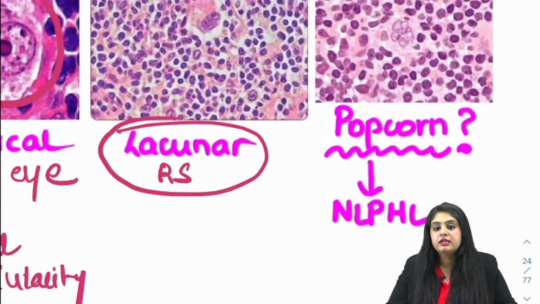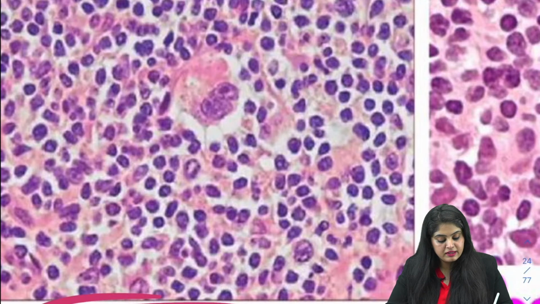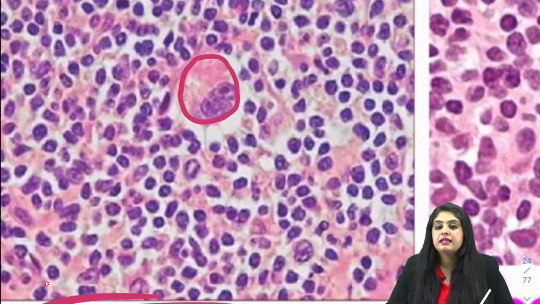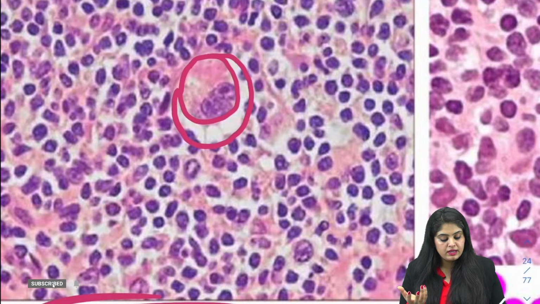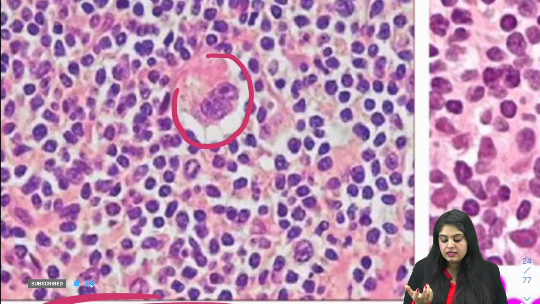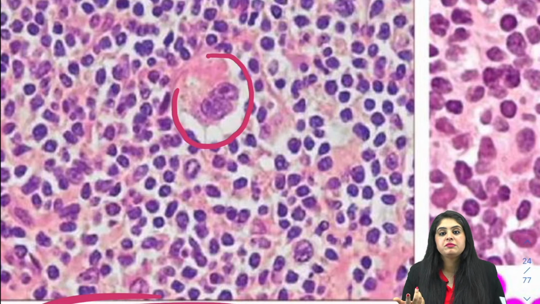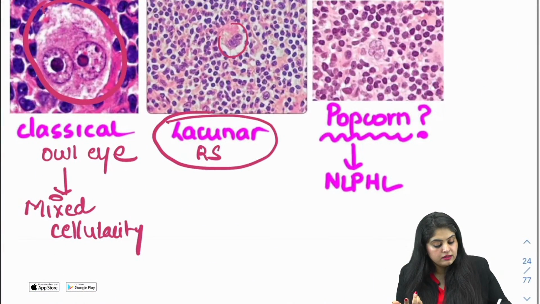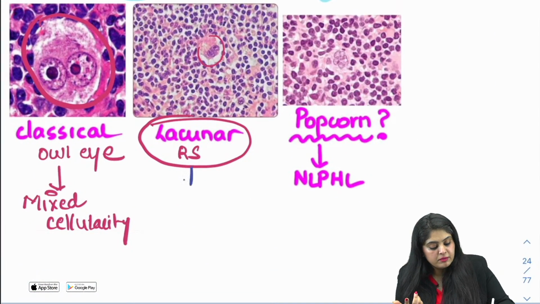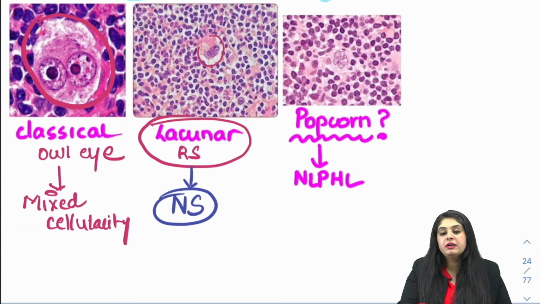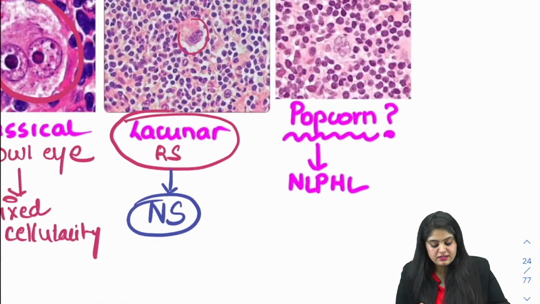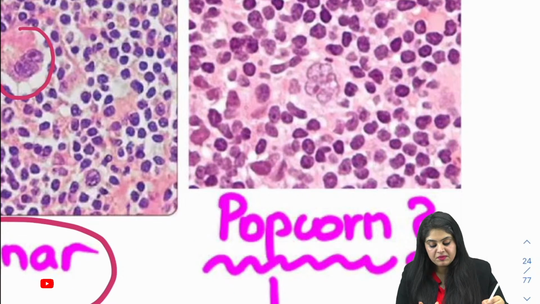Let me zoom in. You will realize that this must be the RS cell. Can everyone see a white area around it? Lacuna, there is some lacuna around it, a whitish area around it. So if I'm seeing a lacunar RS cell, the disease that I'm going to think of will be which Hodgkin's lymphoma? Nodular sclerosis.